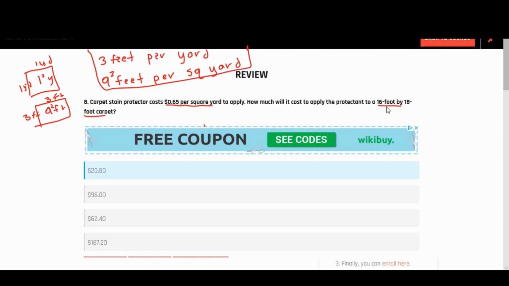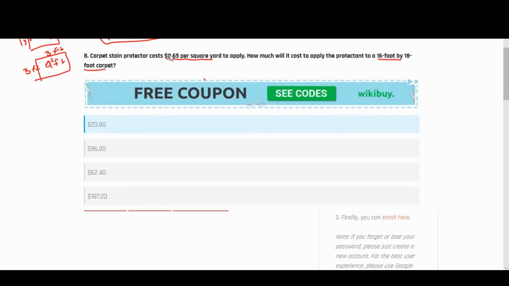I know 16 is not divisible by 3, so I'm not going to use this conversion right away. Instead, I'm going to work this out as I would normally and then make the conversion toward the end of the problem. So again, we want cost per square yard. So we know we're going to be using area. Area equals length times width. Again, this is a rectangular-ish room that's 16 feet wide by 18 feet long.